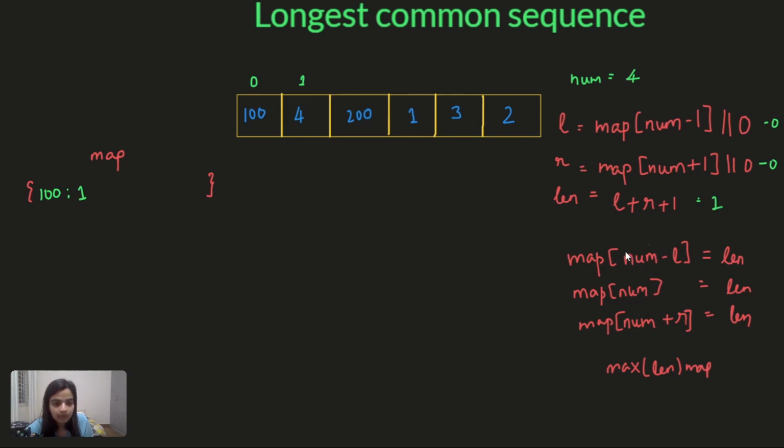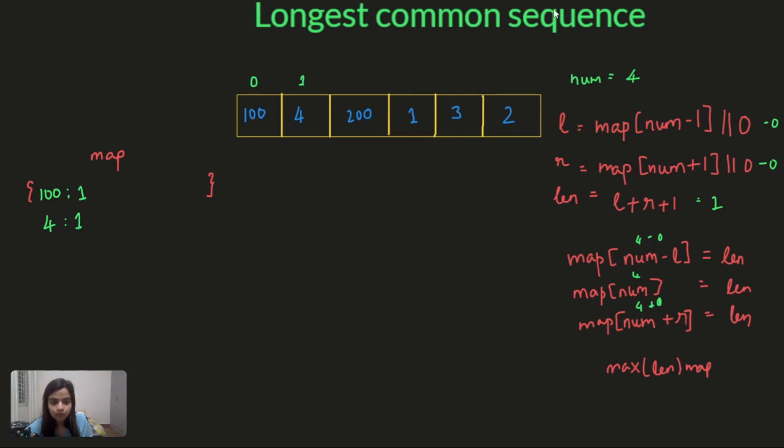Okay. And then now we update our map values. Map of num is 4. 4 minus L is 0. So map of 4 is len, which is 1. So we update our value 4 with 1. The same thing here. Num is again 4. Value is 1. Map of 4 plus r. R is nothing but 0. So 4 plus 0 is 4. Map of 4 is len, which is 1.